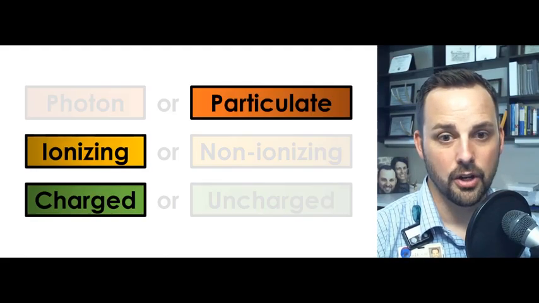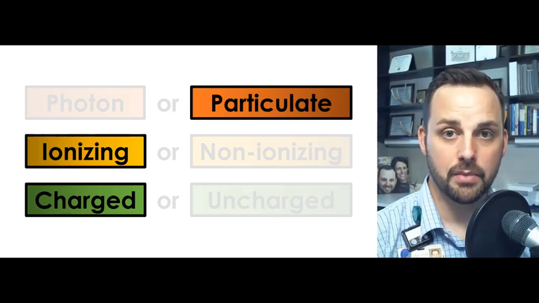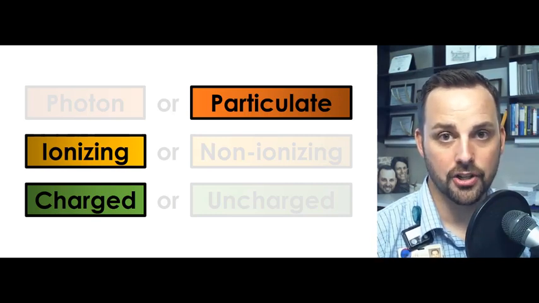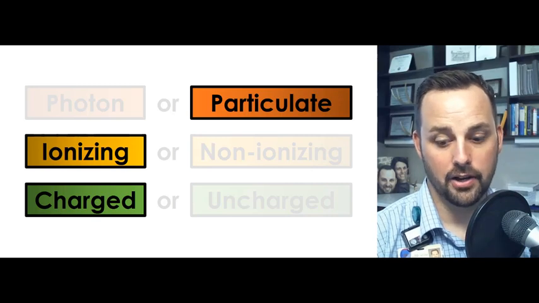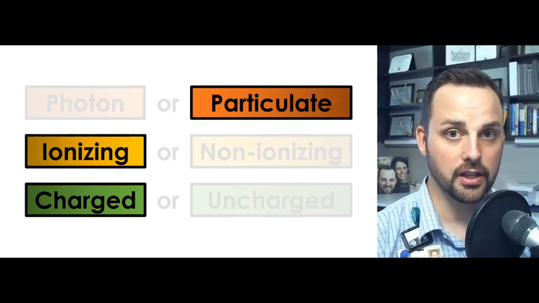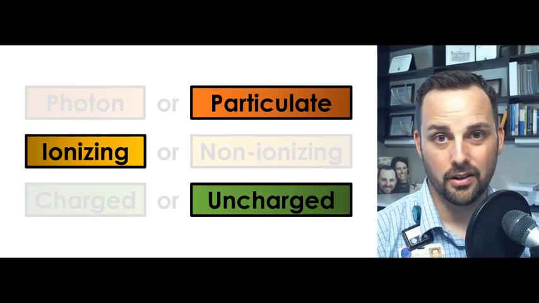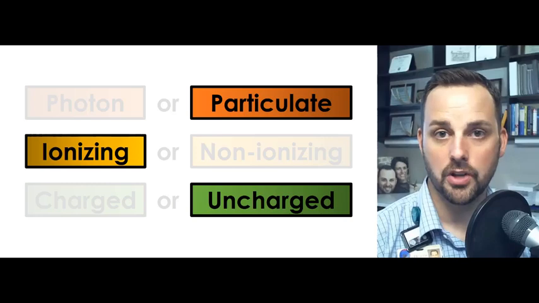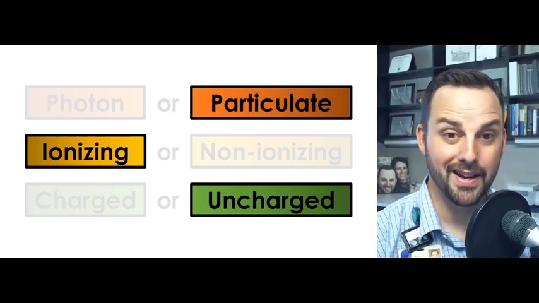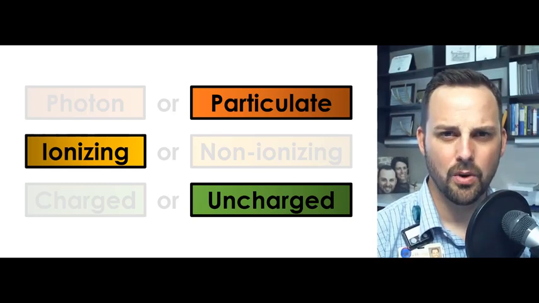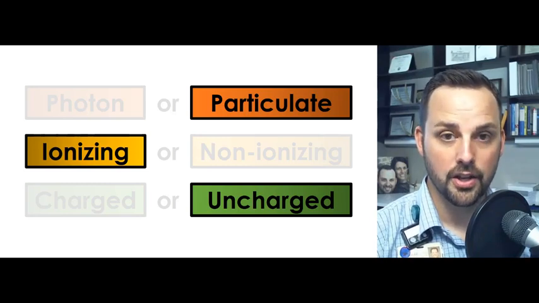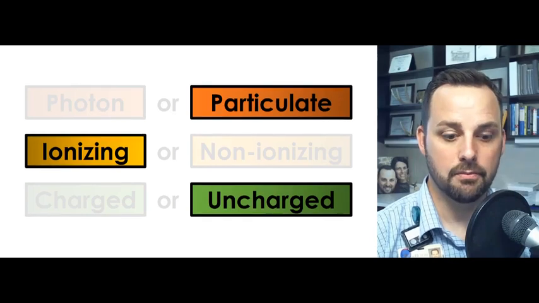Here's another scenario. We could have a form of particulate radiation that is ionizing because all particulate radiation is ionizing, and it has a charge, like alpha radiation, beta radiation, and other forms of charged particulate radiation. And here's another scenario. We could also have particulate radiation that is ionizing, but it's uncharged. So what particulate radiation would be uncharged? That would be neutrons. So let's talk about each of these categories in more detail.